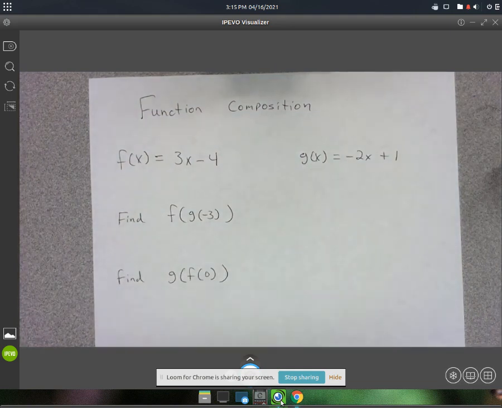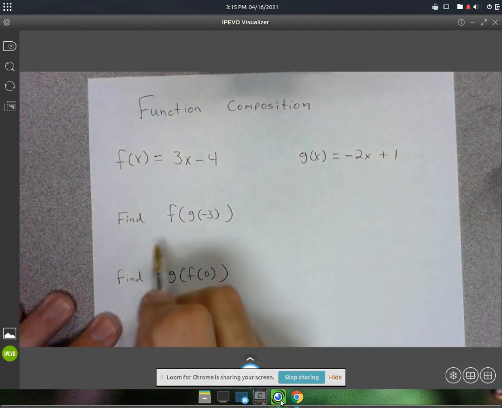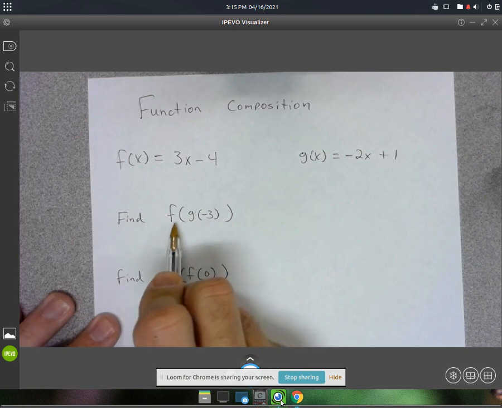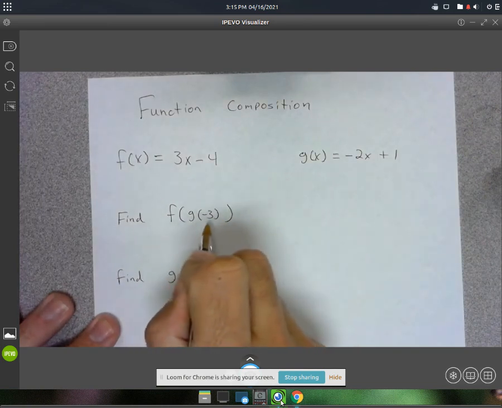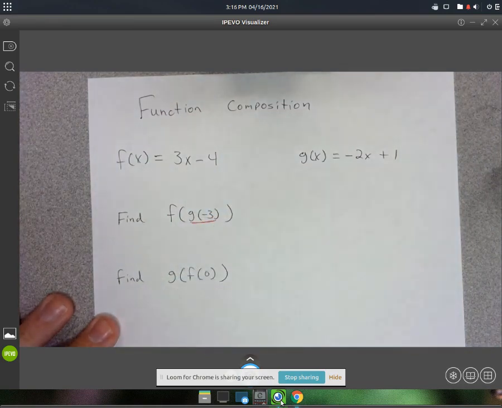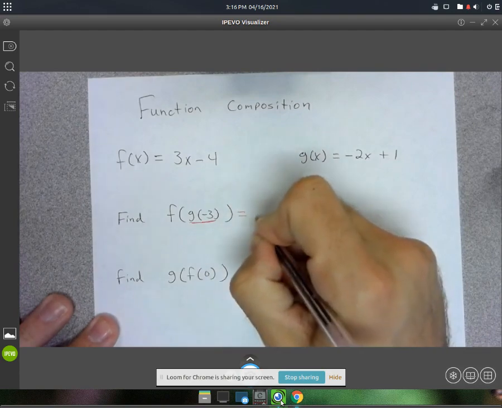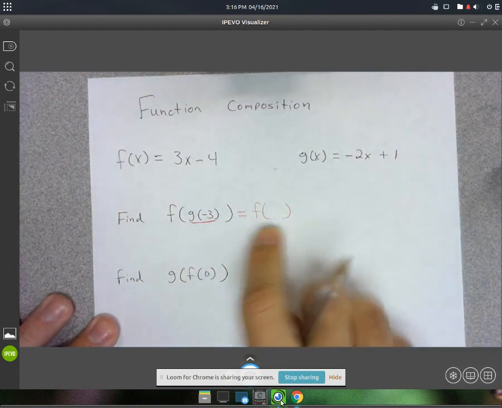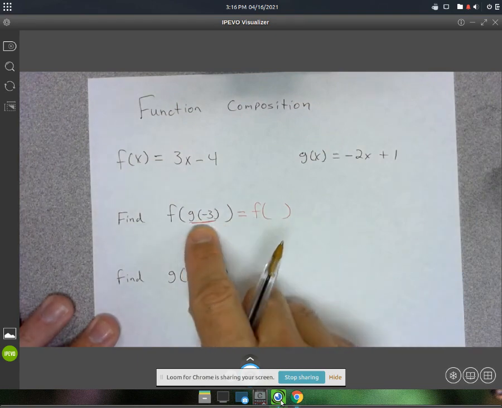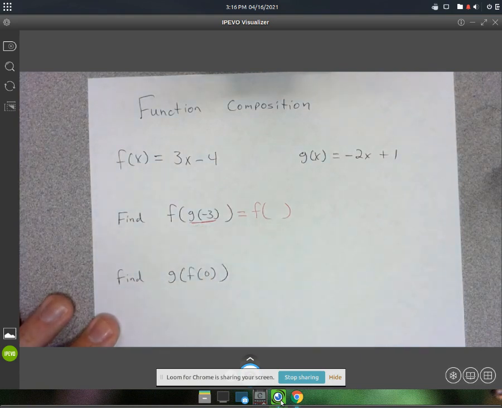But just to start us off, kind of slowly, we're going to let x be a number. We're just going to evaluate function composition expressions. So here we go. Find f of g of -3. This is not multiplication, and what you want to do is do this from the inside out. So you want to do g of -3 first, and then whatever the answer is for that, that's going to go here. That's going to become your input for your f function. Whatever g spits out, that's what you plug in for the f function.